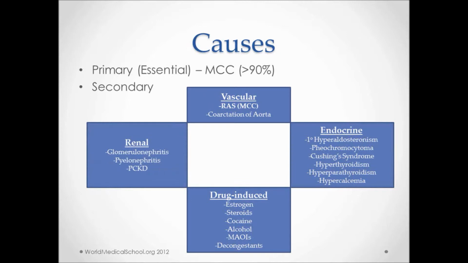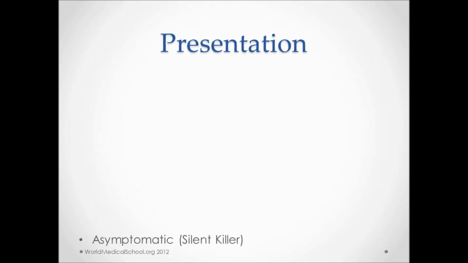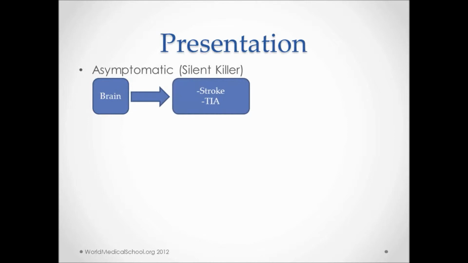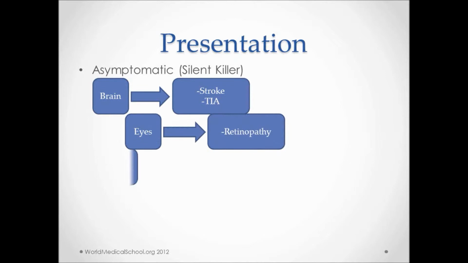Now, patients with mild to moderate hypertension do not usually present with any symptoms. That's why it's known as a silent killer. But in severe or chronic hypertension, end organ damage can be seen. In the brain, it can present as stroke or a TIA. In the eyes, retinopathy can be seen. Arteriovenular or AV nicking, microaneurysms, cotton wool spots, and papilledema are common findings in severe chronic hypertension.